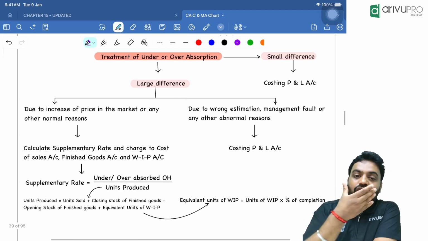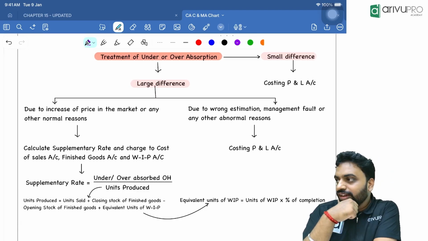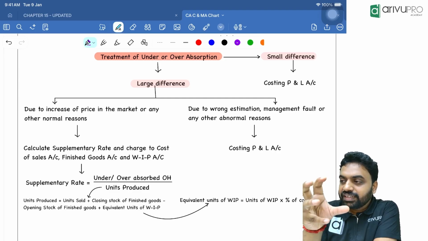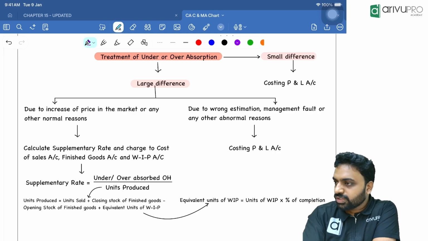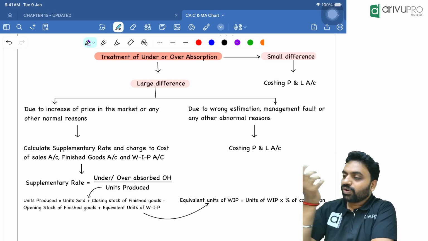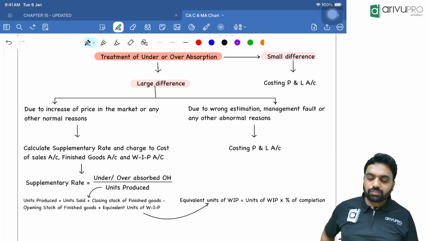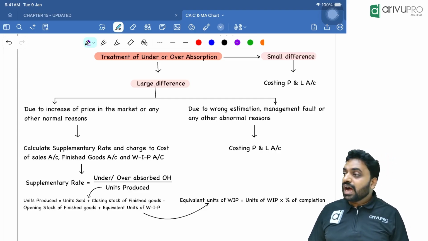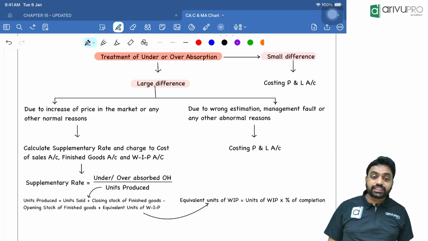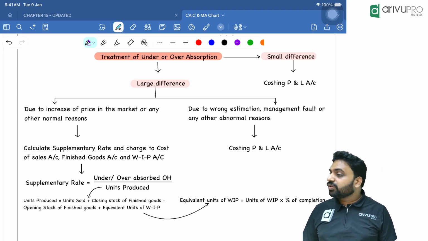Now, treatment of underabsorption and overabsorption. Guys, if the amount of underabsorption or overabsorption is a small amount, don't think much about it. You're not misleading your users much. Straight away charge it to costing P&L. However, if the amount is not small, then you should check why the underabsorption or overabsorption is coming.